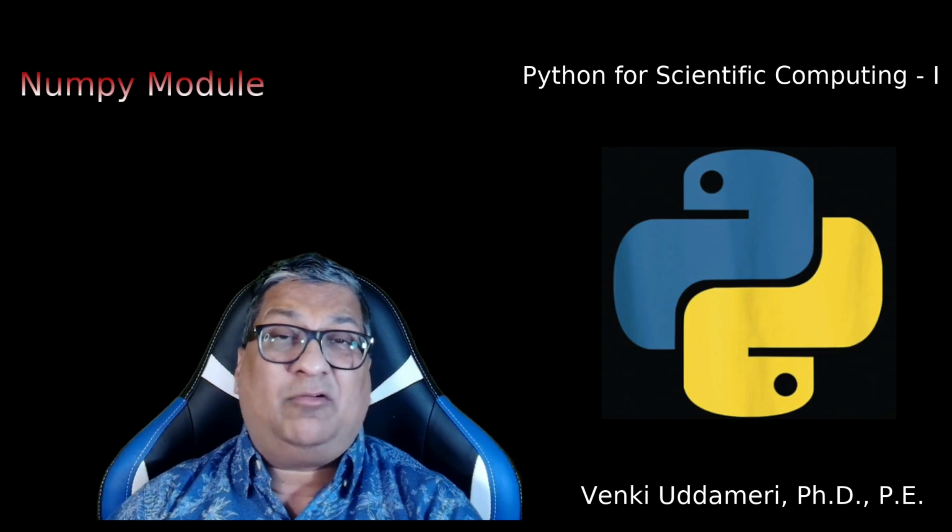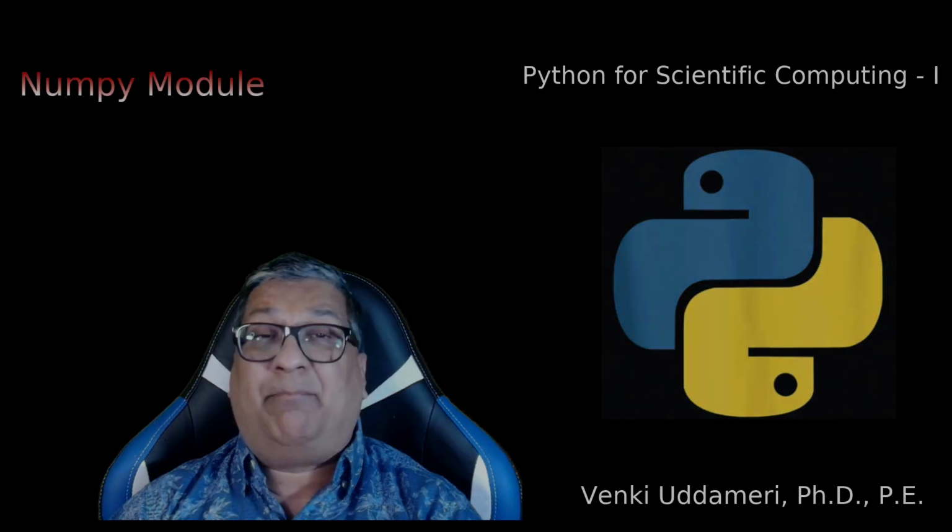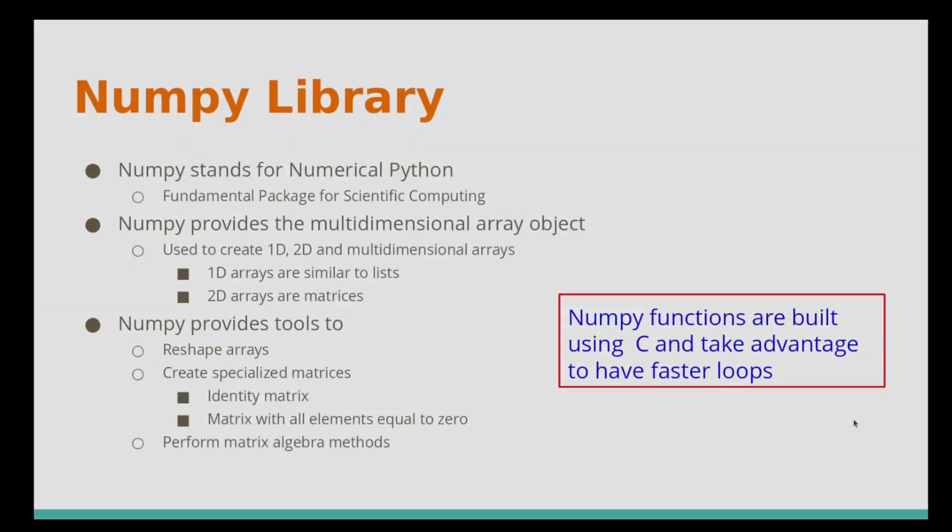In today's video, we'll take a look at the Numerical Python library, also called NumPy for short. NumPy stands for Numerical Python, and it's a fundamental package for scientific computing. NumPy provides a new data structure called the multidimensional array object, and this multidimensional array object can be used to create 1D, 2D, and other multidimensional arrays.